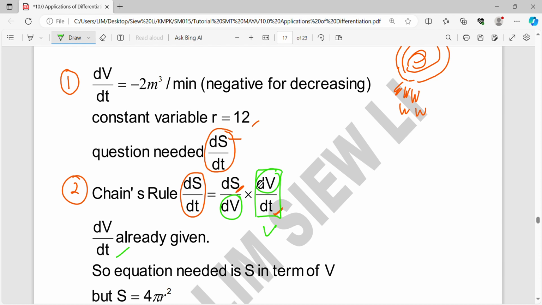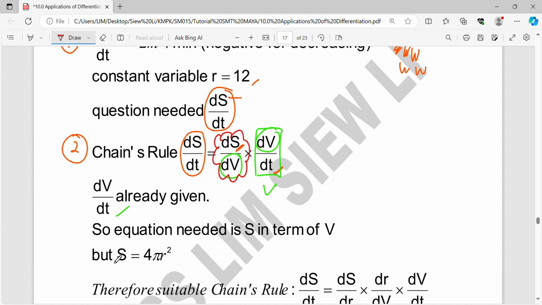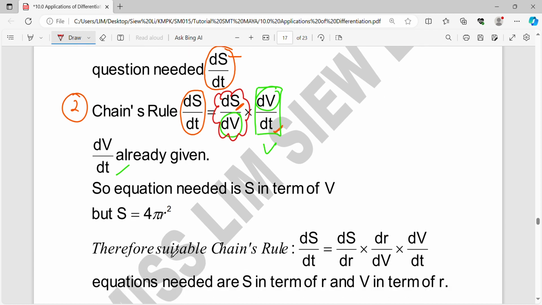So look at the derivative we need to find here. Now we focus on the derivative dS/dV. From dS/dV, we need the equation of S in terms of V, which is surface area in terms of volume. But as we know, the surface area formula is equal to 4 pi r squared. So S is in terms of r, not in terms of V. Therefore, we have to modify our chain rule according to our equation. So dS/dt will be more suitable using the chain rule as dS with respect to r, then dr with respect to V, and then dV/dt. This is the more suitable chain rule that we obtain.